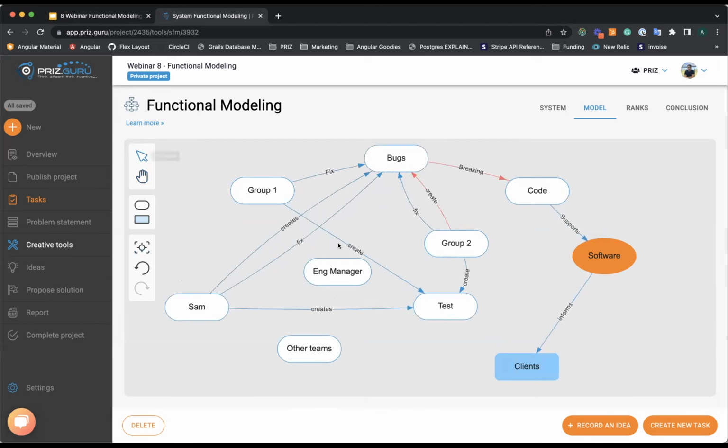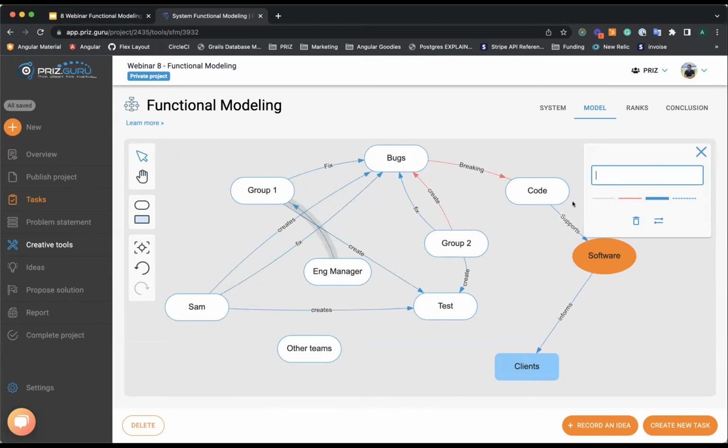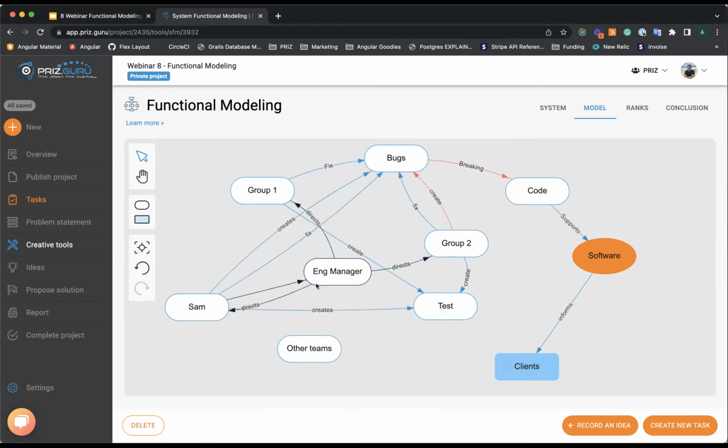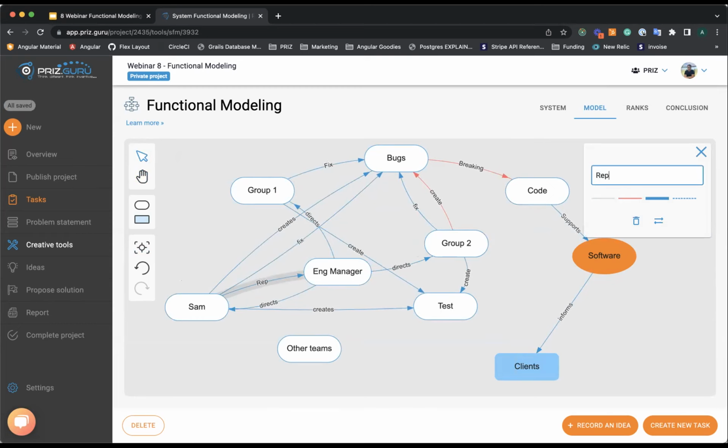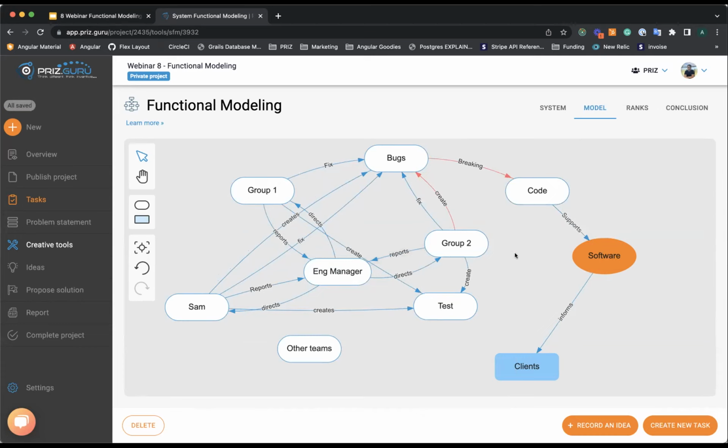The manager directs all of them, right? So he directs, he also directs Sam, and so on. Sam, on the other hand, reports back to the manager. Well, all of them report back to the manager, right? That's the interaction between the manager and the employees. So until now, nothing is too crazy.